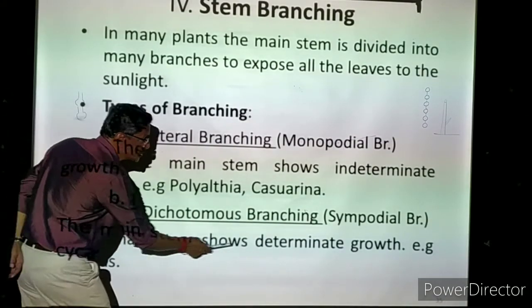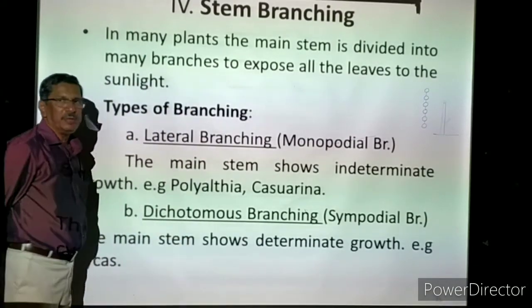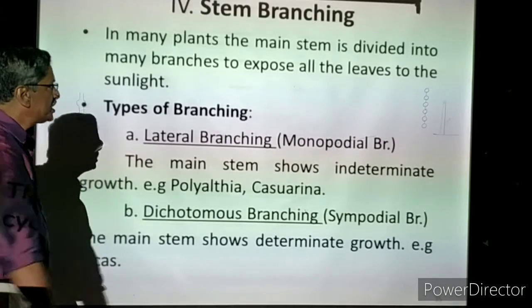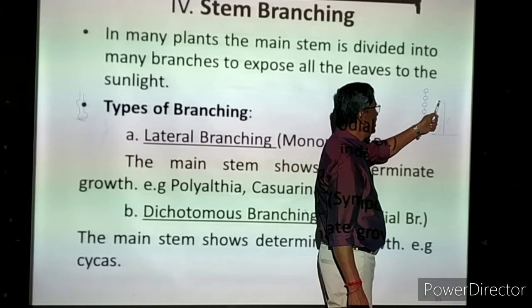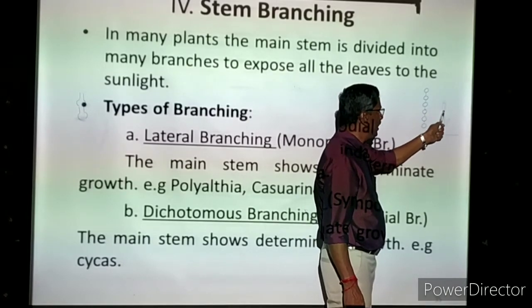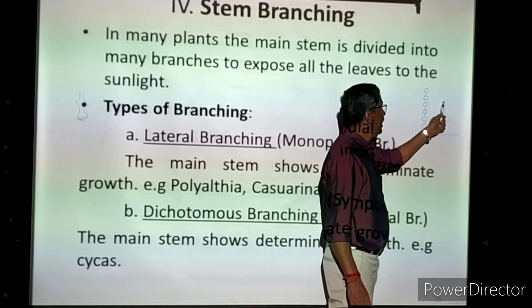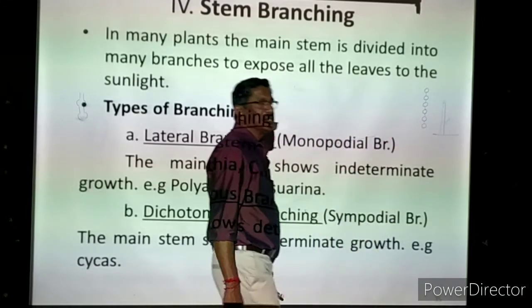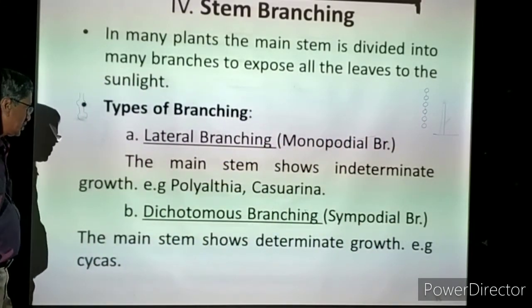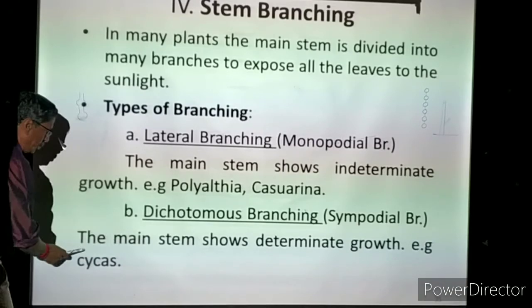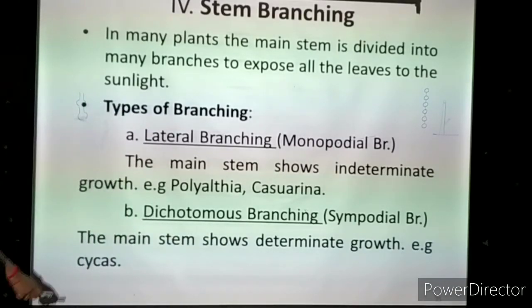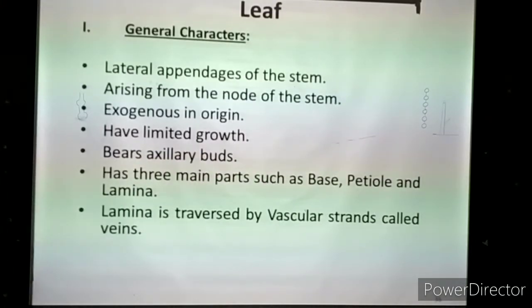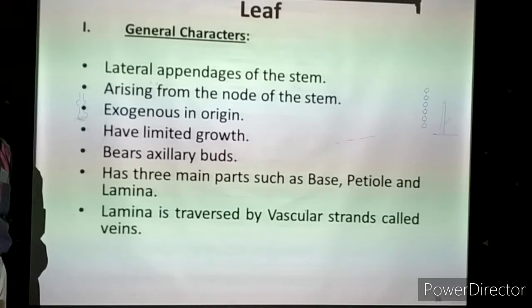The main stem grows determinately. Determinately means limited growth. Once the limited growth is over, for example, it is growing, and up to this point when it is reaching, the growth will be stopped. That is called determinate growth. After that, it won't grow. But here at the tip, 2 branches will be arising. The branches will grow. So that is called dichotomous branching, sympodial branching. The main stem shows determinate growth. Example, Cycas. Now we are coming to the next part of the shoot system.